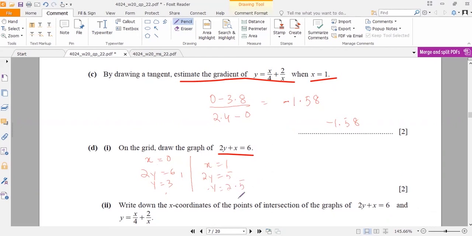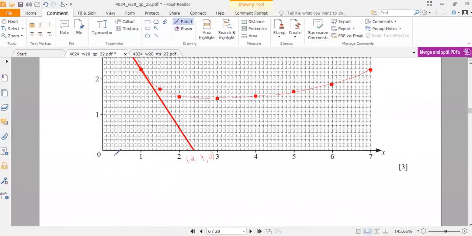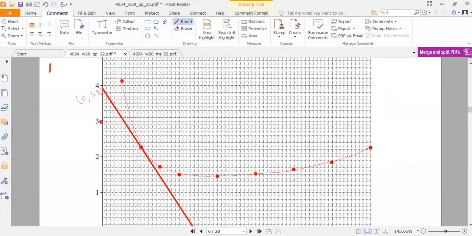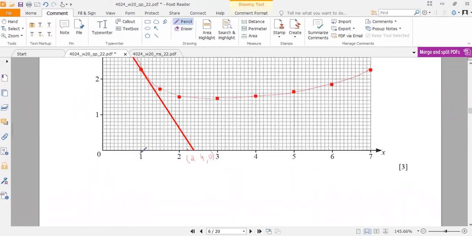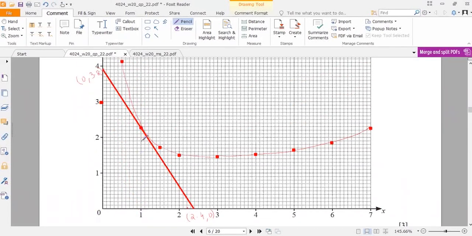So I'm going to plot these points, that is 1, 2.5 and 0, 3. So 0, 3 will be here. This is the point 0, 3, and 1, 2.5 will be this point. Okay, so I'm going to draw the line by joining these 2 points.